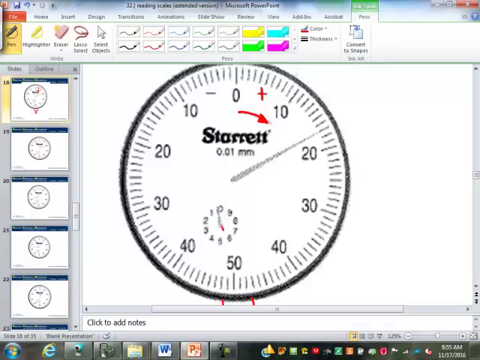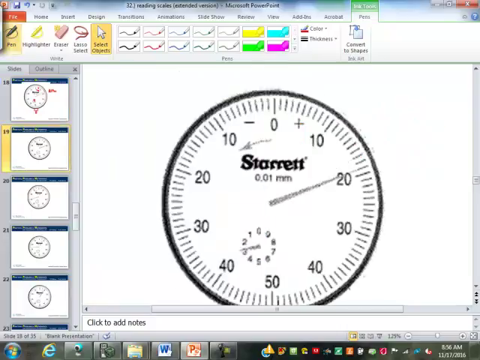This dial down here indicates how many times it's spun around. Right now it's between 0 and 1, which means it has not spun a complete circle yet. Does that make sense? Since this is millimeters, that would be whole millimeters. So right now this is 0 whole millimeters. And these are in hundredths, so this is 10, 11, 12, 13, 14, 15, 16, 17. So 0.17 millimeters. Make sense?